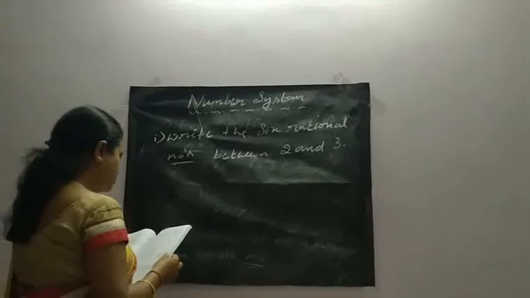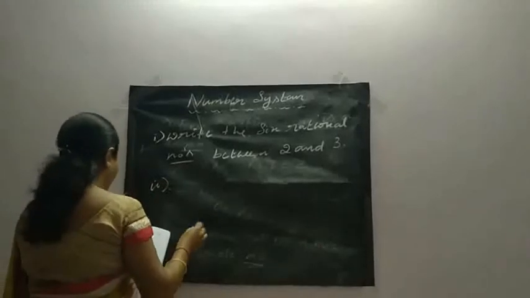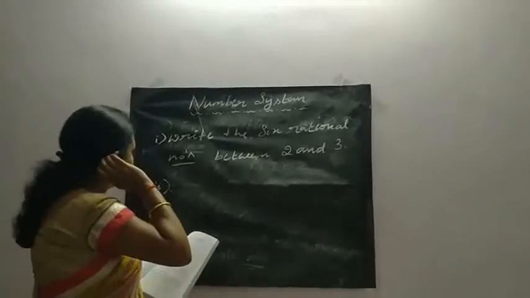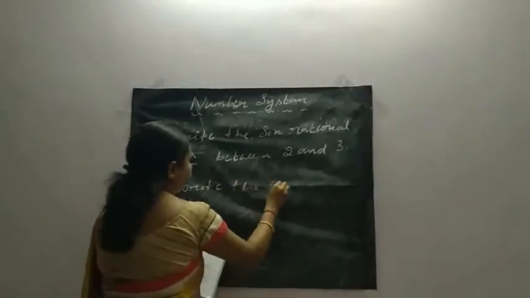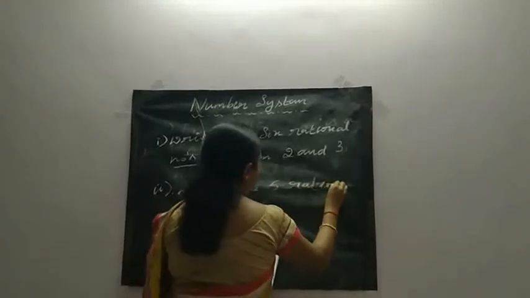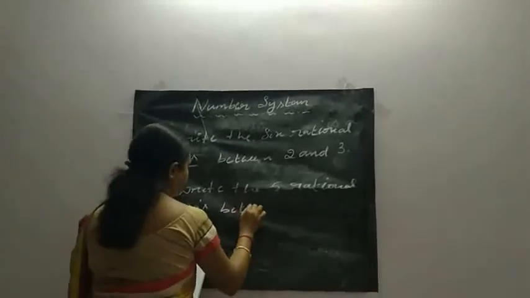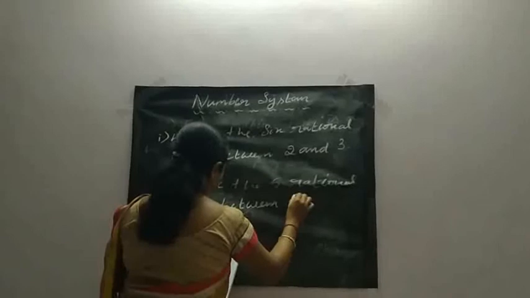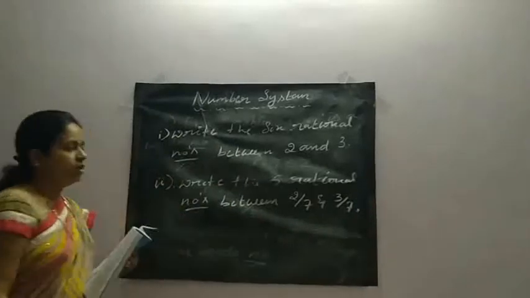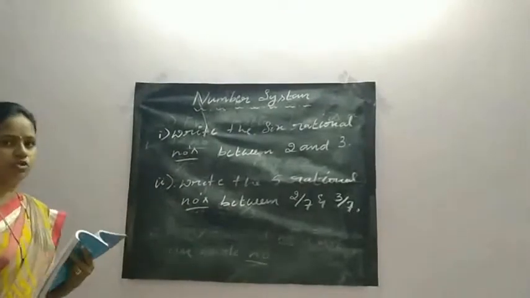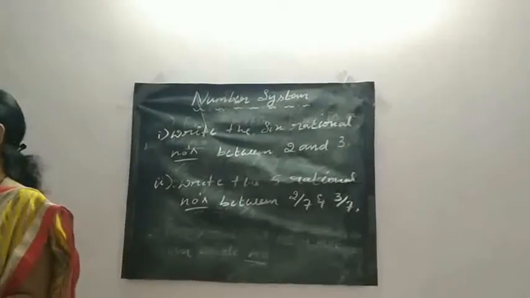Next is, children, write five rational numbers between 2 by 7 and 3 by 7. So this is the homework. You have to write and come tomorrow. Got it? Okay. So far we have studied about the numbers, isn't it?